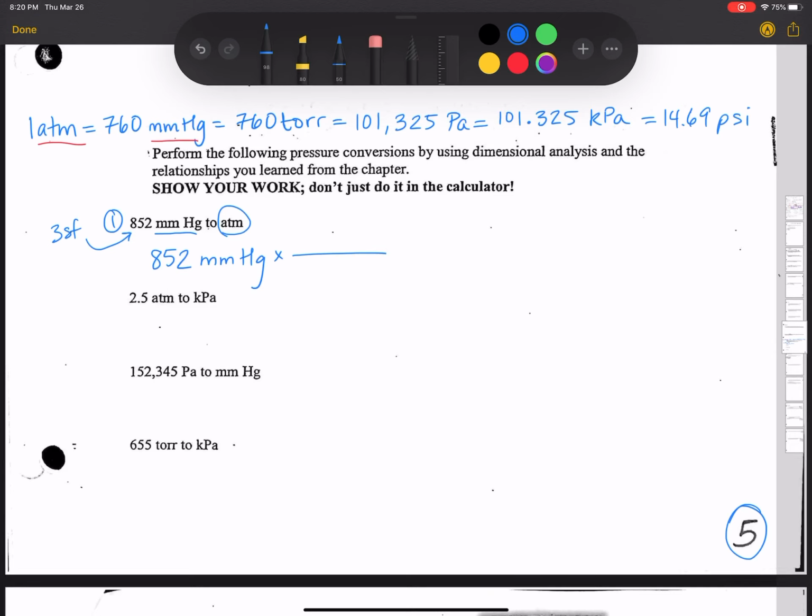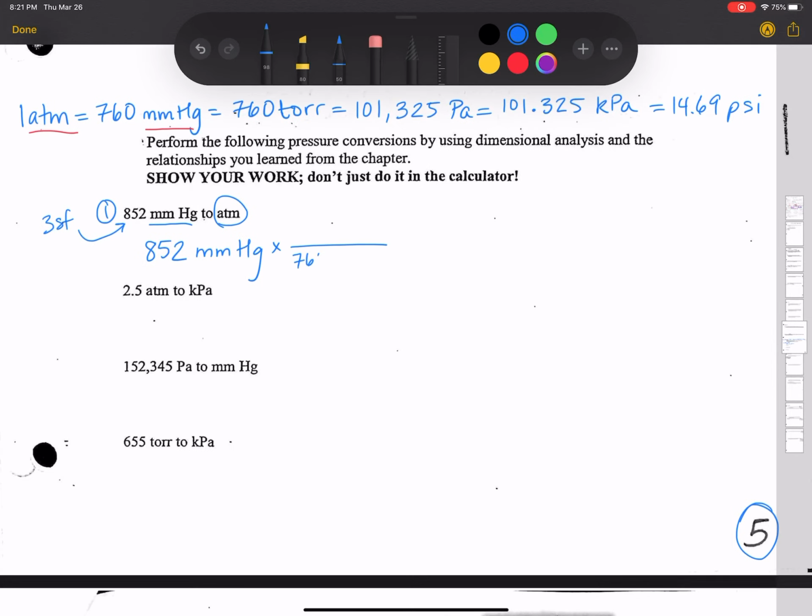My conversion factor that I've outlined in red is the one I'm going to focus on for this problem. I want millimeters of mercury to cancel, so I'm going to put 760 millimeters of mercury in my denominator and 1 ATM in my numerator. Because we're not in class and you have time to really attempt this on your own, I'm just going to do the setup, and leave you to do the calculation answer and finally the sig fig answer.